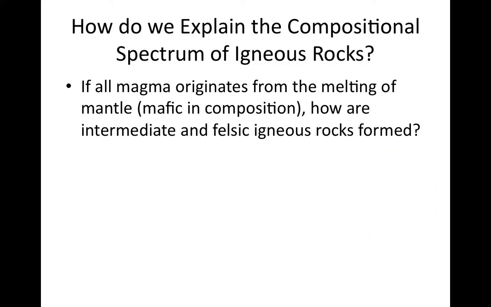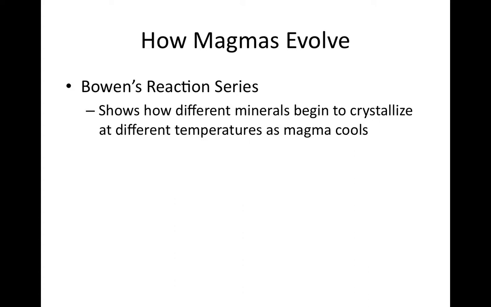So how do we explain the compositional spectrum of igneous rocks, felsic, intermediate, and mafic, if all magmas originate from melting of mantle rock, which forms mafic magma? How does that mafic magma get turned into intermediate or felsic magma so that it can cool to form intermediate or felsic igneous rocks? Well, Bowen's reaction series explains how magmas change as they cool. Bowen's reaction series illustrates how different minerals begin to crystallize out of the melt at different temperatures as the magma cools.